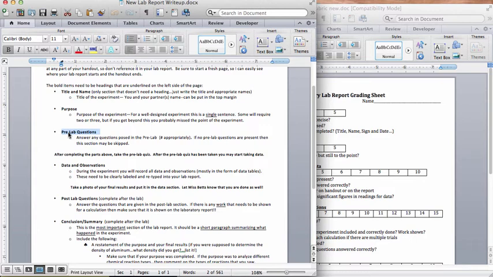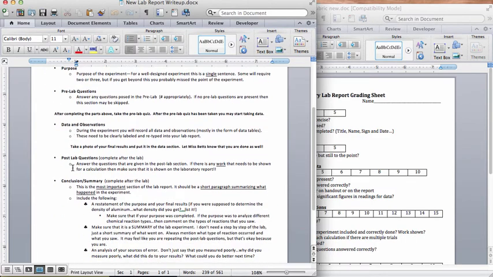Oftentimes I don't have enough time to grade those, so I'll let you just go ahead and take your quiz and then start the lab. You don't have to retake pre-lab quizzes. They're usually only 3 or 4 questions. They're usually very short and to the point.